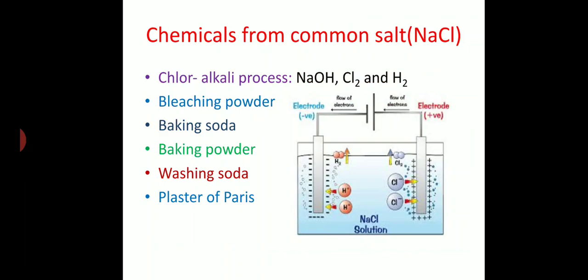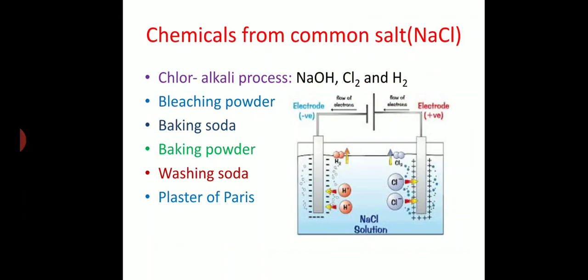By the chlor-alkali process, which is the electrolysis of aqueous sodium chloride, we get three main products: sodium hydroxide, chlorine gas, and hydrogen gas. All these products are very important.